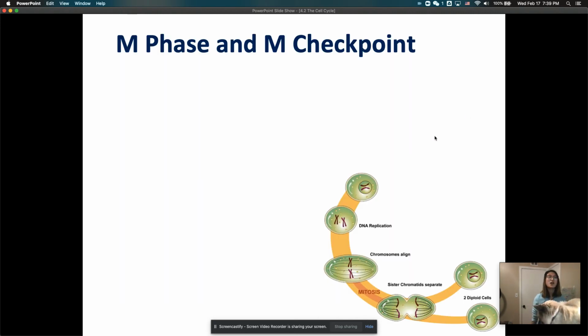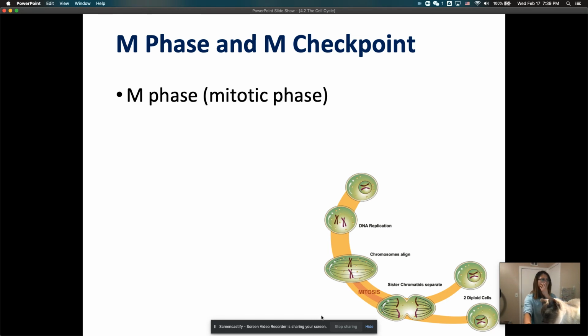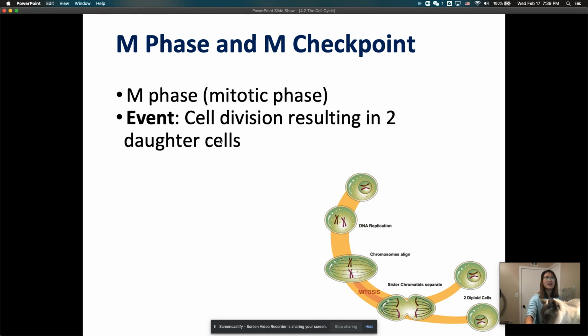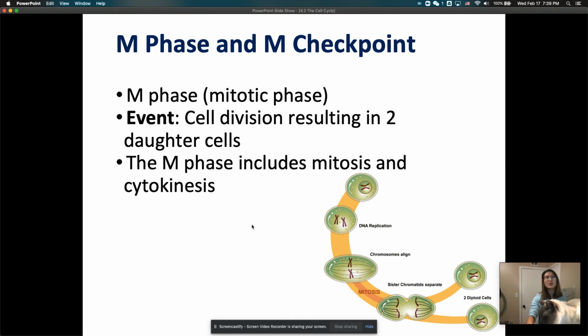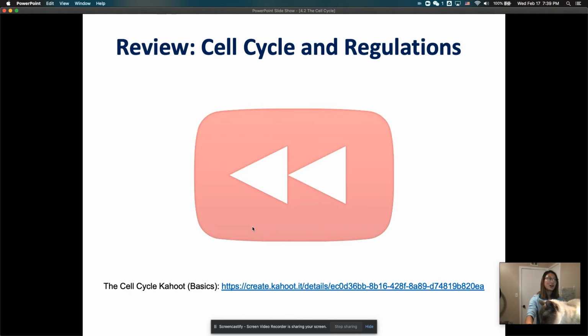Okay. Lastly, we have our M phase. We finally made it to the M phase. It is time for cell division, right? So cell DNA is already replicated. We're gonna go and divide one cell into two cells now. So M phase, once again, is the mitotic phase. Cell division resulting in two daughter cells. You don't have to write this down if you already know it, right? The M phase includes mitosis and cytokinesis. We've already written this down, so you actually don't have to write it down again. But if you want to, that is all right.